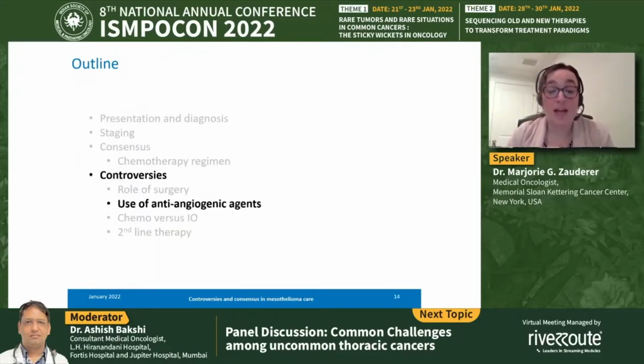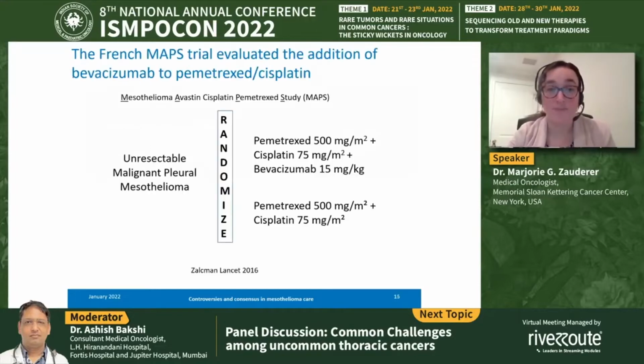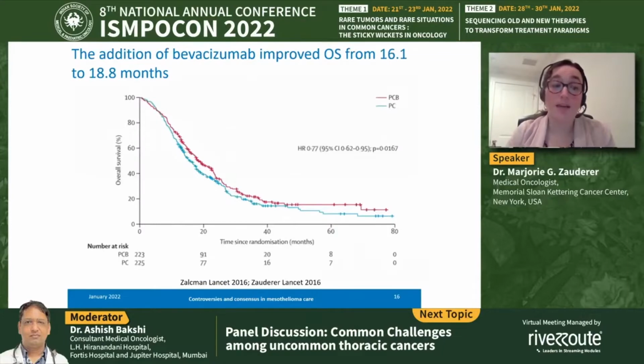Since the EMPHACIS trial, several studies have sought to add agents onto the combination of cisplatin and pemetrexed. One particularly active area has been around the role of anti-angiogenic agents. In the French MAPS trial, treatment-naive patients with unresectable malignant pleural mesothelioma were randomized to receive cisplatin and pemetrexed versus cisplatin, pemetrexed, and bevacizumab. As you can see in the Kaplan-Meier survival curves, there was a small but statistically significant improvement in overall survival.